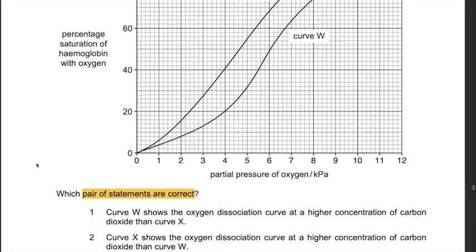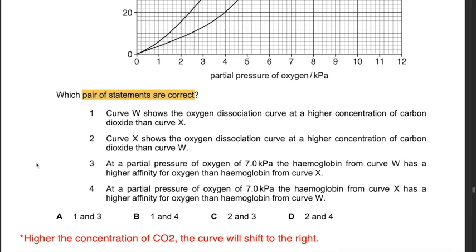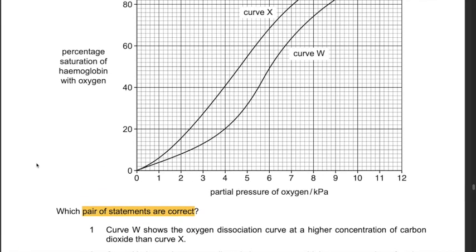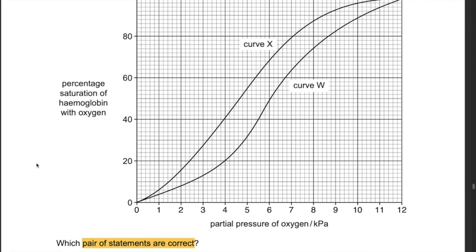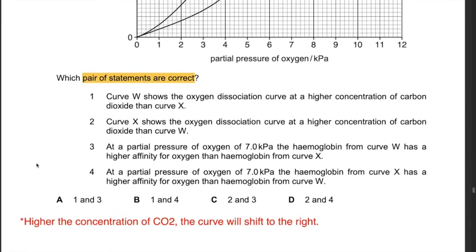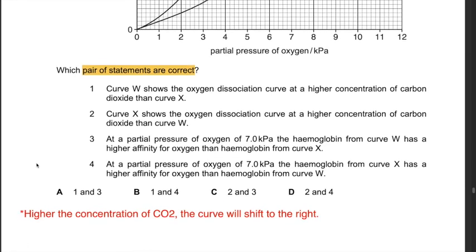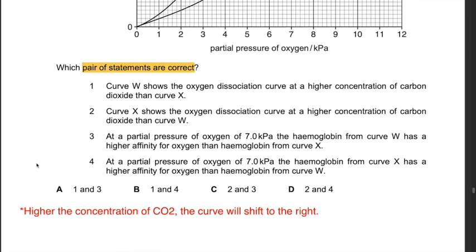Now, if we look at the statements given, statement 1, curve W shows the oxygen dissociation curve at a higher concentration of carbon dioxide than curve X. Yes, as I mentioned, curve W lies to the right hand side of curve X, hence leading to the fact that it has a higher partial pressure of carbon dioxide. As when a curve shifts to the right hand side, that implies that there is more carbon dioxide present. Therefore, option 1 is correct. If you look at statement 2, curve X shows the oxygen dissociation curve at a higher concentration of carbon dioxide than curve W. That is incorrect, as only curve W shows a higher concentration of carbon dioxide.